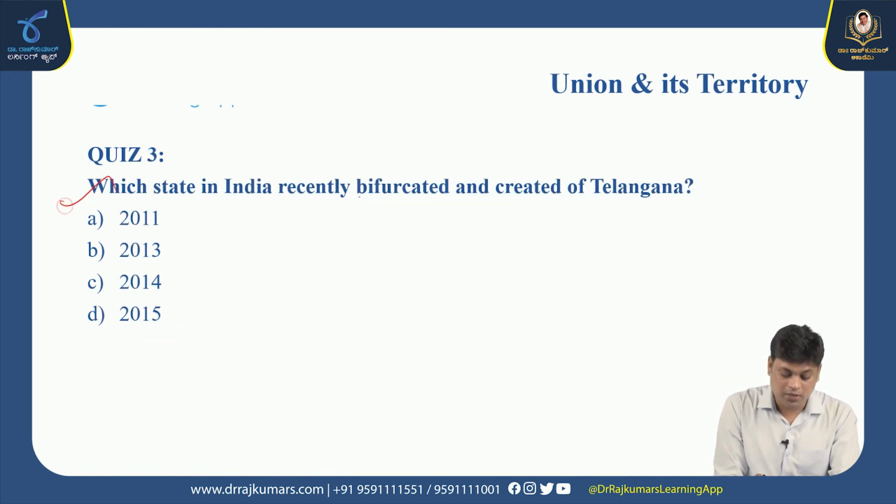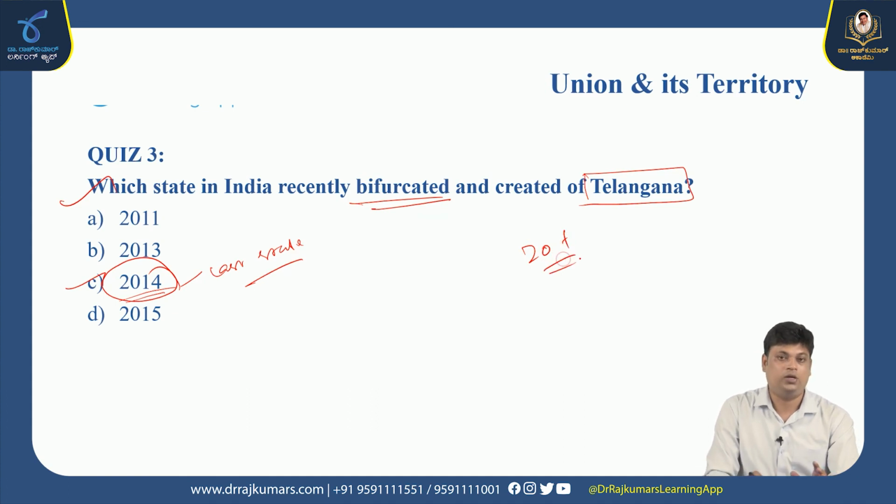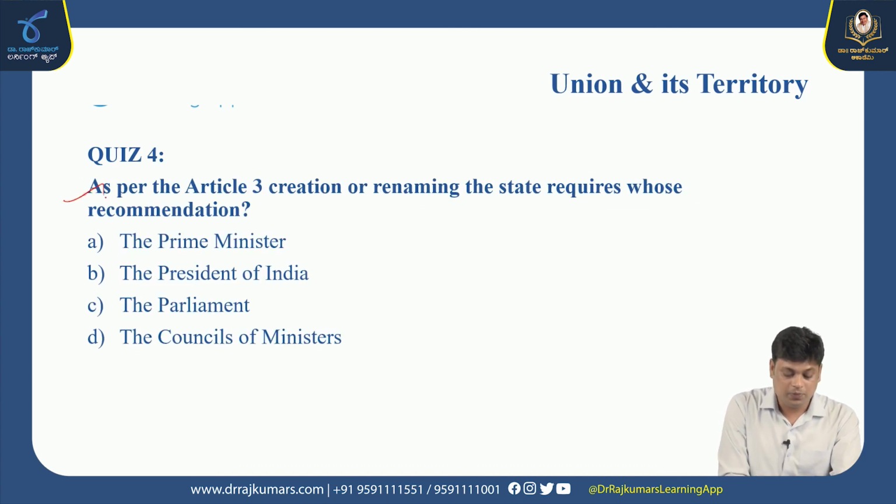Next one is, which state in India was recently bifurcated, creating Telangana? Which year? 2014. 2014 is the last time a state in India was bifurcated. Still, we have a lot of pending cases, around 20 plus states that want to bifurcate their regions. Those are still pending in Parliament, not ratified at all. As per Article 3, creation or renaming of a state requires whose recommendation? The recommendation of the President of India is mandatory.